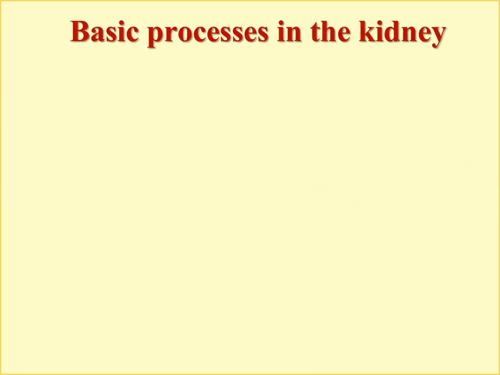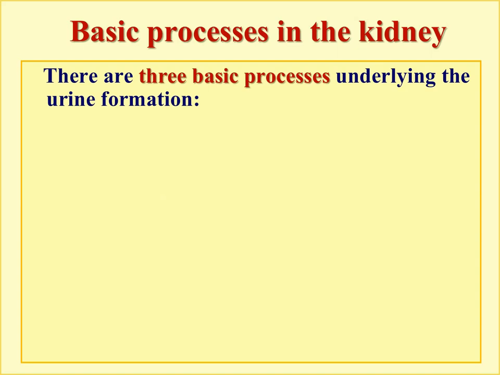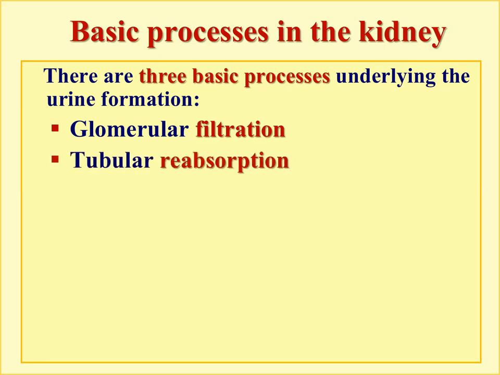Basic processes that occur in the kidney. There are 3 such basic processes underlying urine formation. First, it's glomerular filtration. A lot of blood plasma is filtered through the kidney filter into the space of the Bowman's capsule, and then it's supplied into tubules. And in the tubules, the process goes of tubular reabsorption.